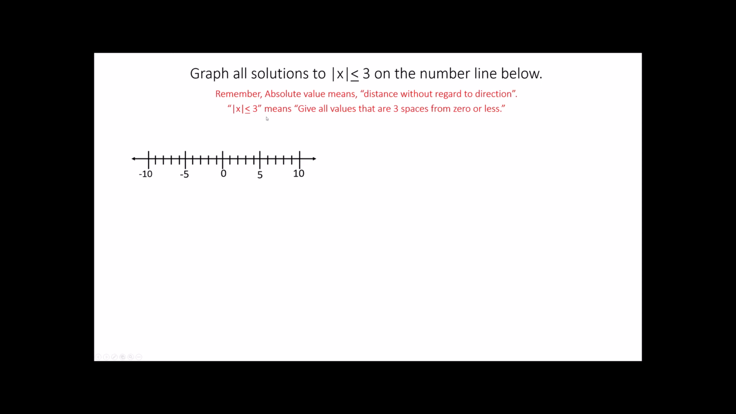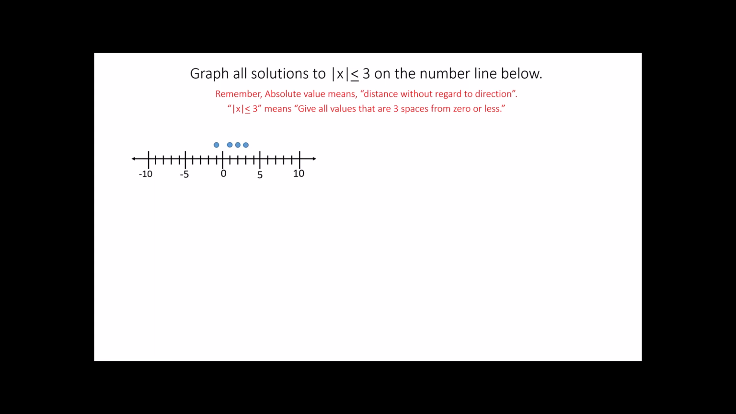Well, before we try and graph that, let's just think about some numbers that are less than 3 spaces away from 0. 1 is only 1 space from 0. 2 is 2 spaces from 0, and 3 is exactly 3 spaces from 0. But those are not the only numbers that are fewer than 3 spaces from 0.